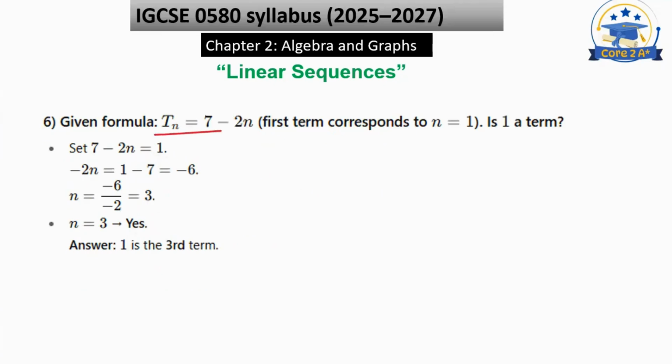The given formula is this one. First term corresponds to n equals 1. Is 1 a term? It is asking, right? So how can we solve that type of question?